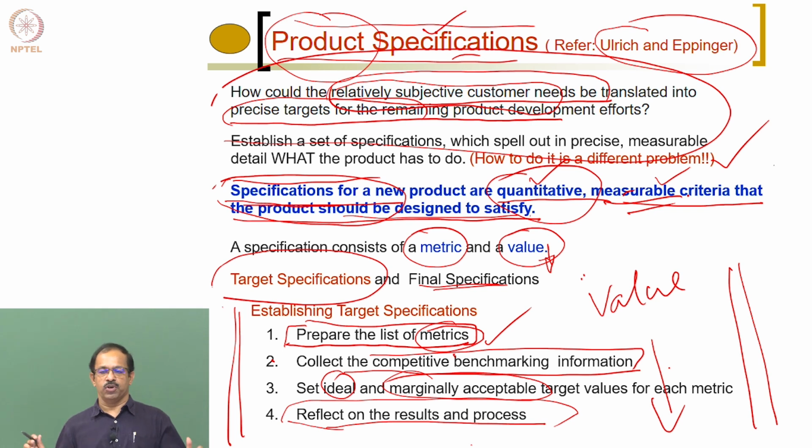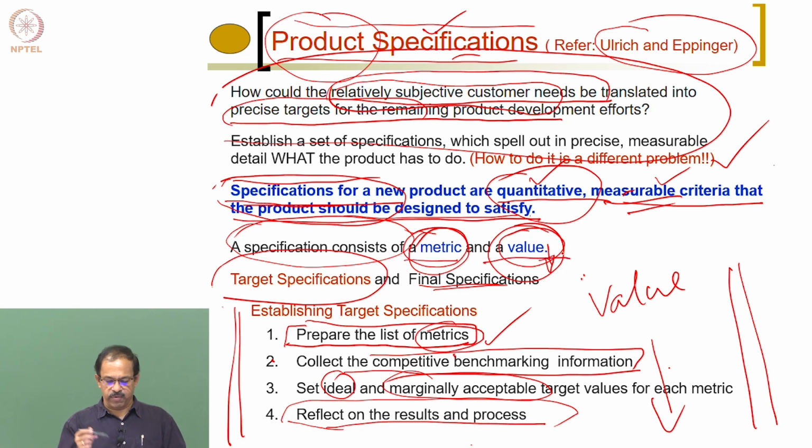The specification has got two components. One is known as the metric. The other one is the value. So for every specification, you should be able to identify a metric and a value. And the understanding is that if you can convert the customer needs into a metric and value, then you can do a design to meet the metrics. So that is why we convert all the customer needs into specification with a corresponding metric and a value.